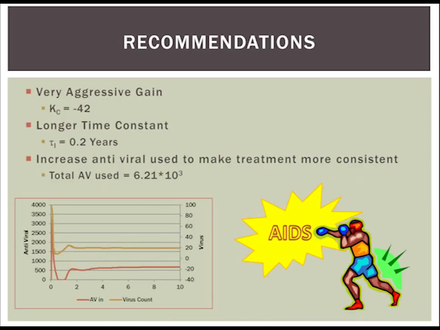Just to wrap things up, we decided on a model where we had a very aggressive gain, where Kc equals -42, and a longer time constant of 0.2 years as opposed to the 0.02 which we were using before. This allowed us to come up with a more consistent treatment plan at the cost of slightly increasing the amount of antiviral used, so that we could keep the dosage levels consistent over time without having spikes, which would be difficult for the patient to handle.